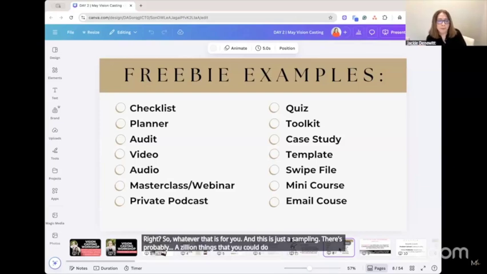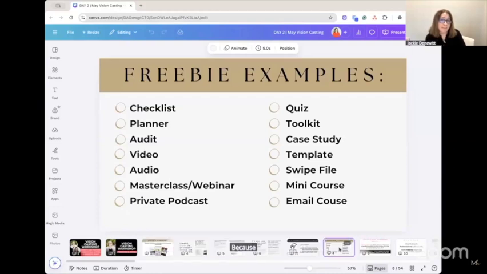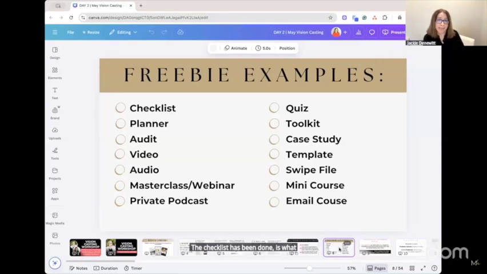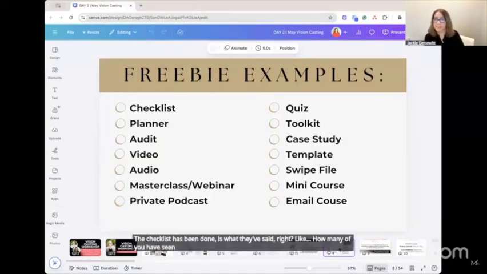But the biggest thing I want you to take away from this is how can I make my freebie unique? Because, and this is something our ads team brought up to us a couple of weeks ago, and I thought it's a really valid point: the checklist has been done, is what they've said. How many of you have seen 5 million checklists here, there, and everywhere about everything?